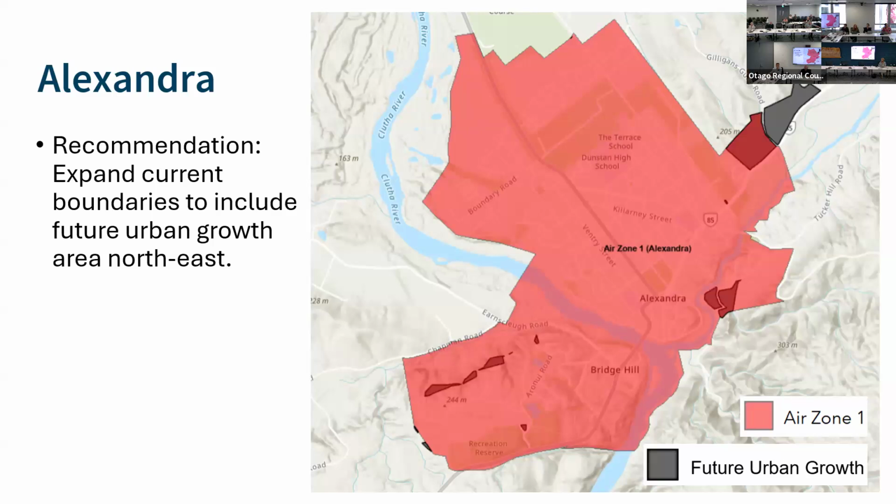The Alexandra air zone boundary is quite good currently, and we only suggest including the section coloured dark grey to accommodate planned future urban growth. So that's the top right-hand corner.